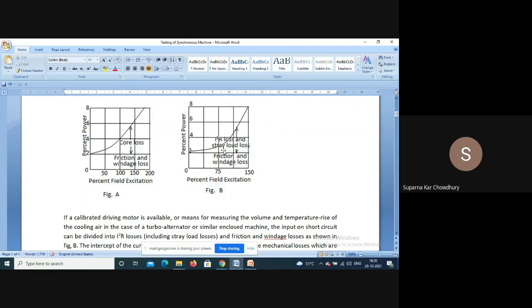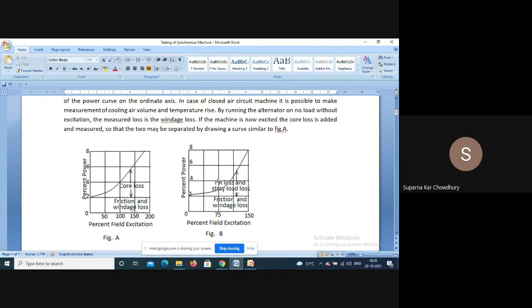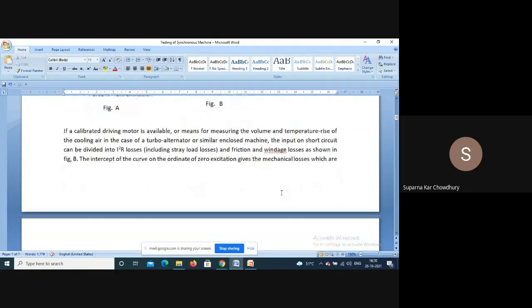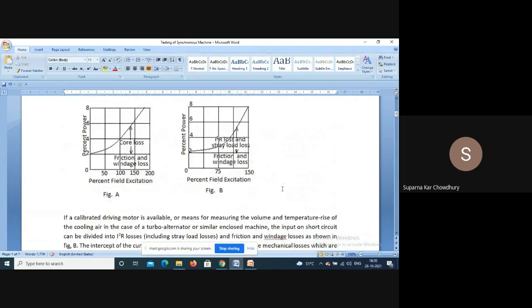So from the short circuit test data also, the I square R loss plus the stray load loss can be separated. So we can separate the losses: core loss, friction and windage loss, and I square R loss, from short circuit and open circuit test data.